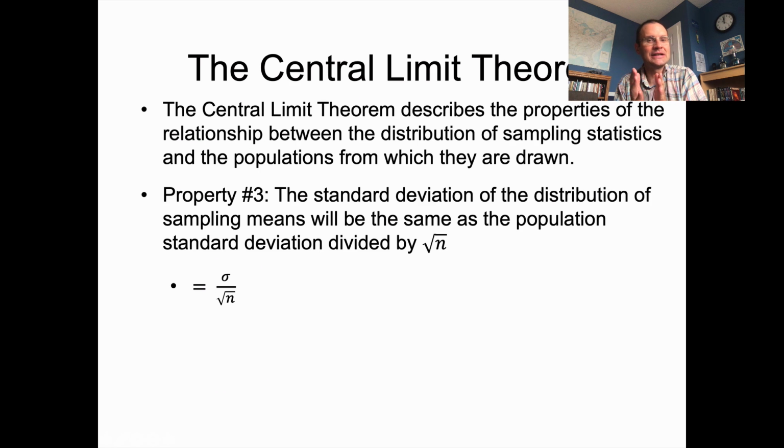Is going to be basically smaller. It's going to make the whole distribution narrower in terms of its spread than what we see in the population distribution itself. And the extent to which it becomes narrower depends on how many items you put in each sample.